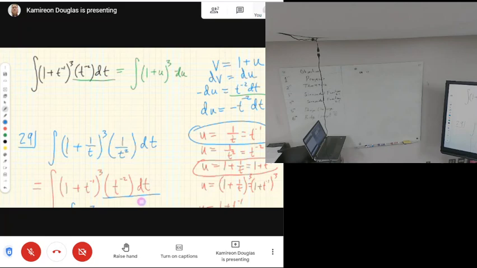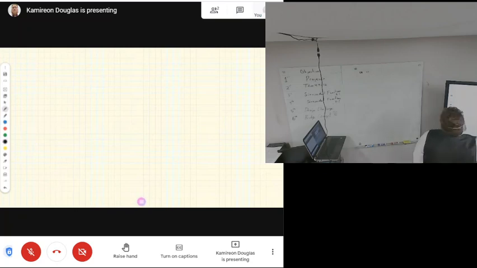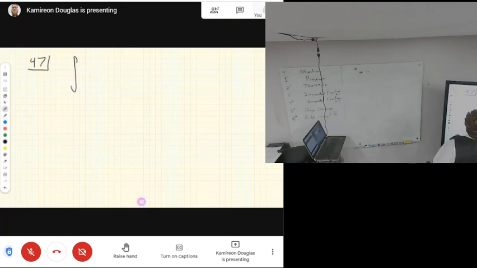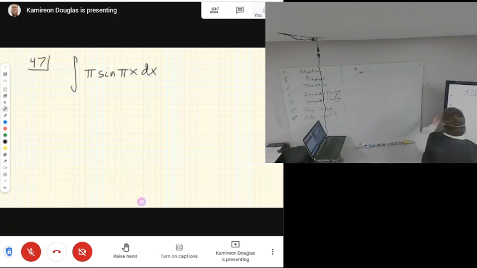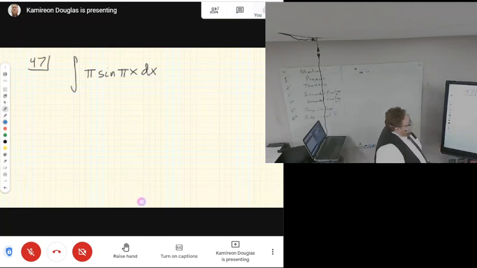We have the definite integral of pi sine of pi x dx. Let's take a look. 47: the integral of pi sine pi x dx. Just like with the previous one, I would begin by making a list of possible u's. So what can I choose for my u?